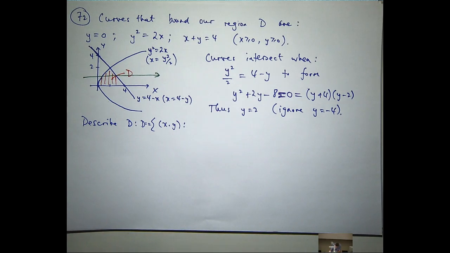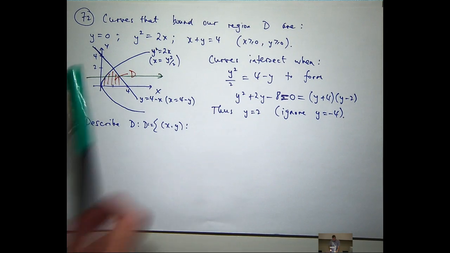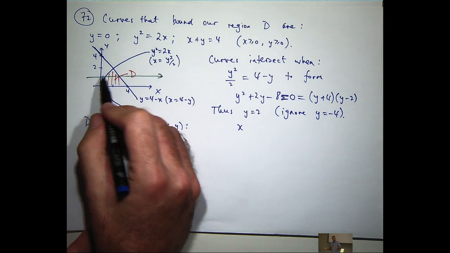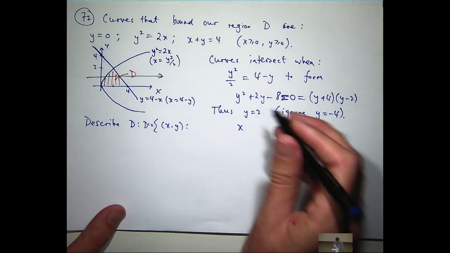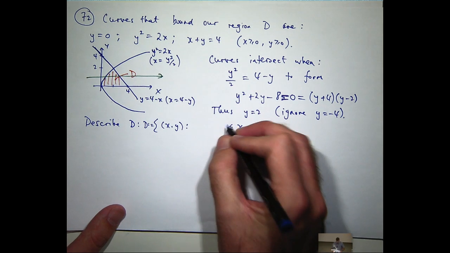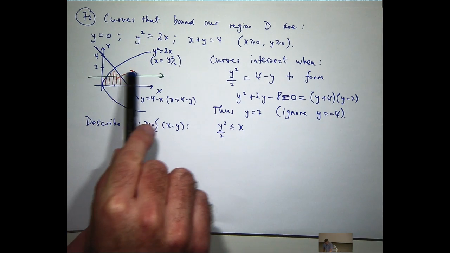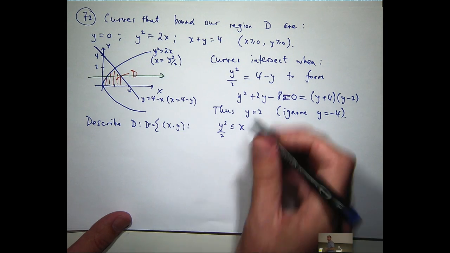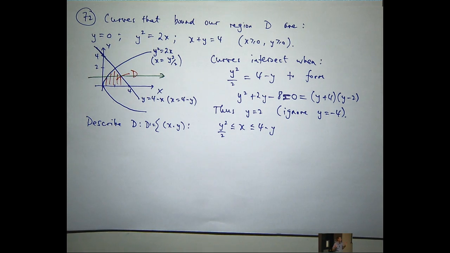Okay, so I've got a horizontal line there. That's going to give me my x values. I know that this line enters the region at x equals y squared on 2, so x has to be greater than or equal to y squared on 2. And it leaves at x equals 4 minus y, so x has to be less than or equal to 4 minus y.